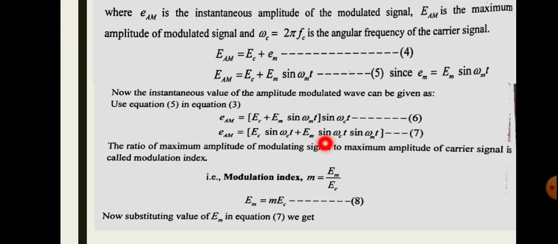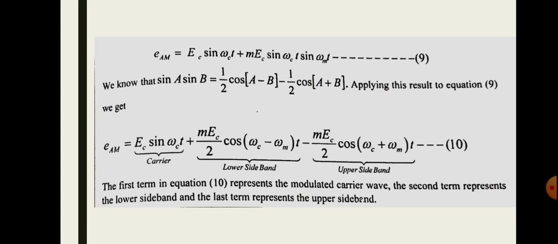And here you can see that there is a relation relating the maximum amplitude of the modulating signal with the maximum amplitude of the carrier signal, which is the modulation index. So modulation index m equal to capital EM divided by EC. That means it gives the ratio of the amplitude of the modulating signal to the amplitude of the carrier signal. In this relation we can write EM equal to m into EC. So we can substitute for this EM as m into EC. So this equation will become eAM equal to EC sin ωct plus m EC sin ωct into sin ωmt.